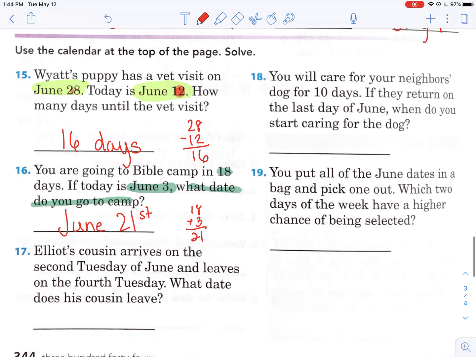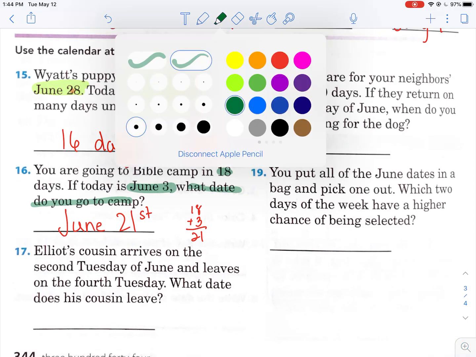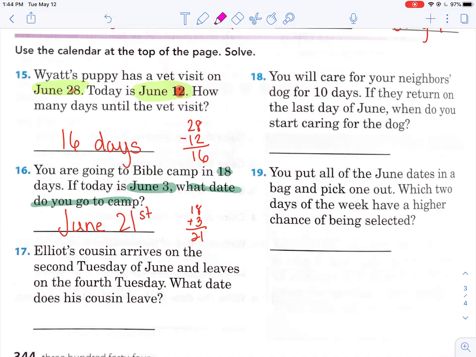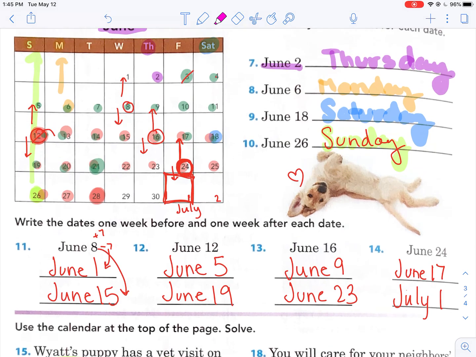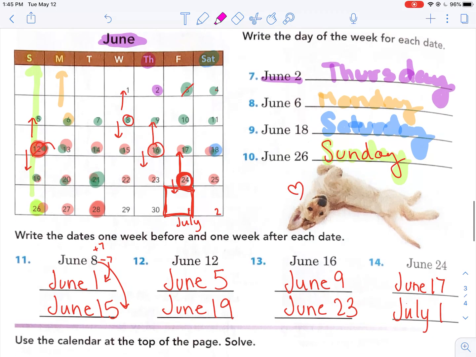Awesome. Okay, Elliot's cousin arrives on the second Tuesday of June and leaves the fourth Tuesday. Switch colors again. Okay, this is where we really have to be careful. What date, not how many days, we have to think about what they're asking. What date does his cousin leave? So he arrives on the second Tuesday of June. Let's look at it. Second Tuesday, and I'll be really careful because remember, these are not dates of June.